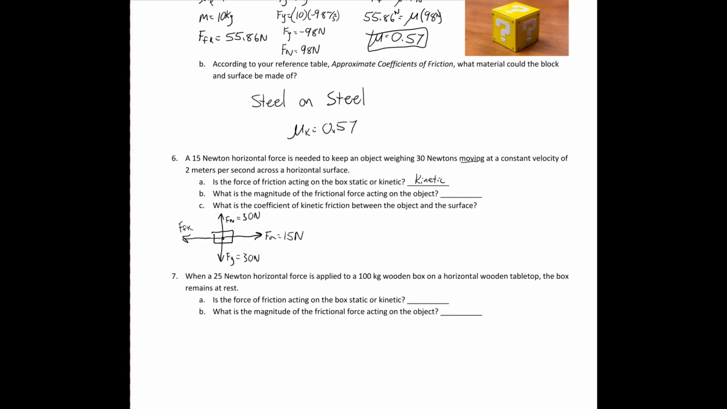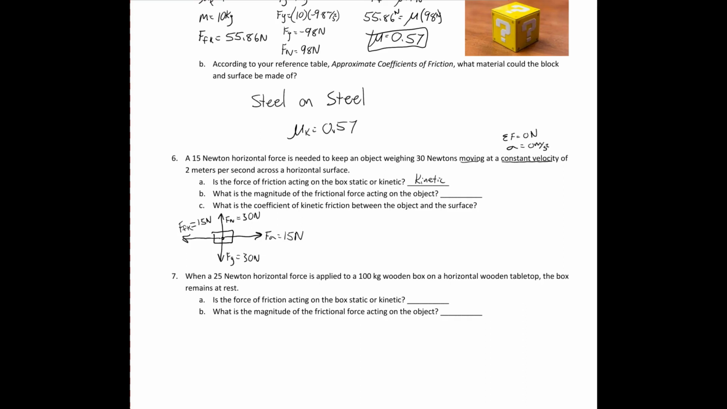Now, since it's moving at a constant velocity, that means it's not accelerating. And if it's not accelerating, that means the net force must be 0 newtons. Remember, net force is just the sum of all the forces. In the y direction, the 30 Newton forces cancel each other out. And in the x direction, if you're pushing with 15 newtons and you're moving at a constant velocity, the frictional force must also be 15 newtons because the forces are balanced.